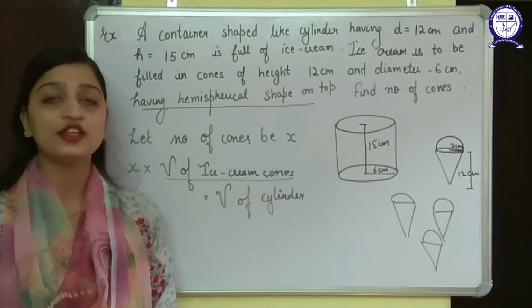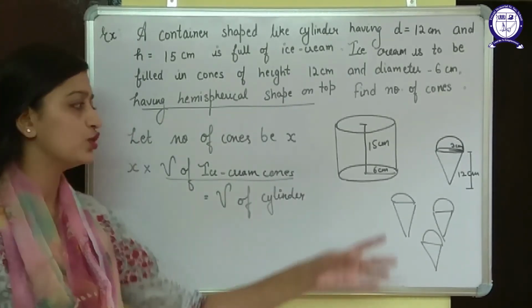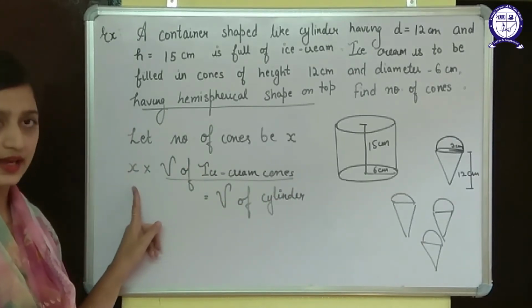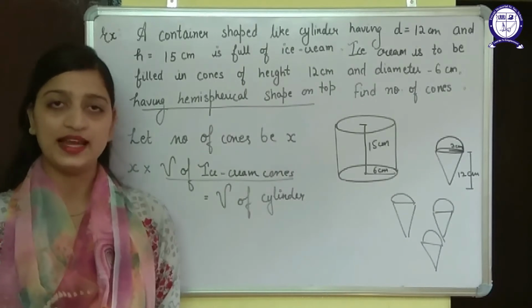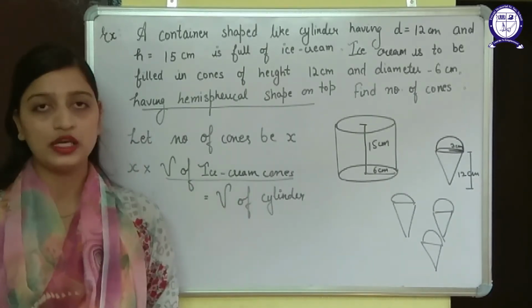Okay, when we find this, it will be the volume of one ice cream cone. And I need to find the volume of all the ice cream cones. So I multiplied it by x. Also, their volume will be equal to volume of this cylinder. So I put them equal.